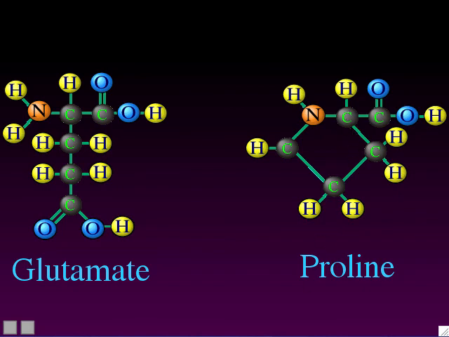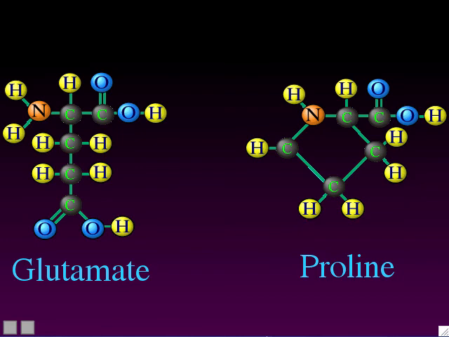And don't worry about memorizing these structures. I promise you I'm not going to ask you to sketch out glutamate or proline on a quiz or anything. Incidentally, these are amino acids. Remember that amino acids are the building blocks of proteins, the monomers of proteins. Anyway, so let's say these are two molecules that are inside a cell.